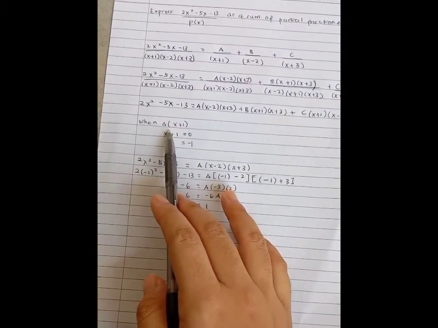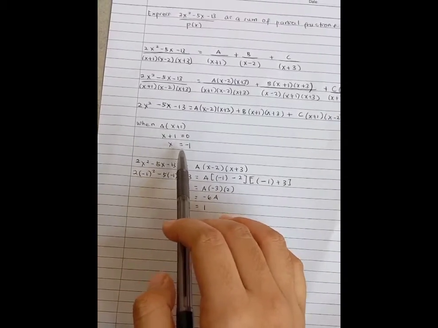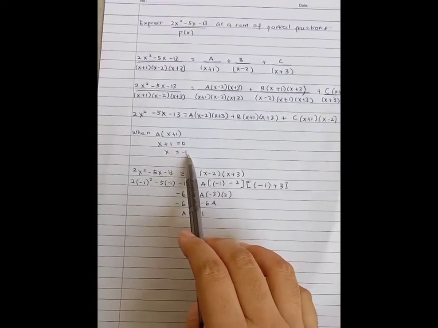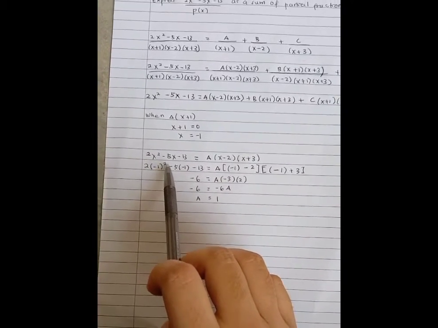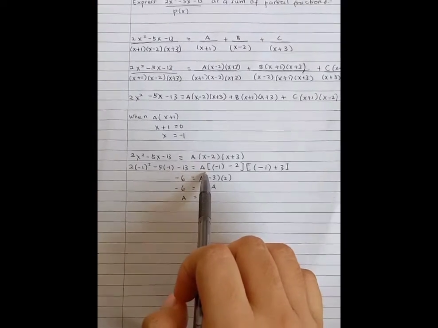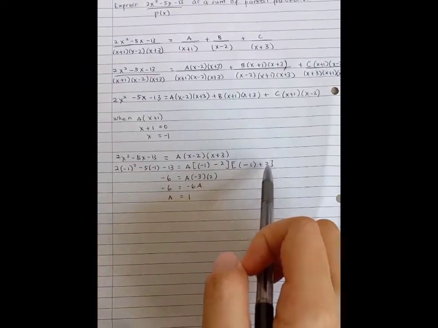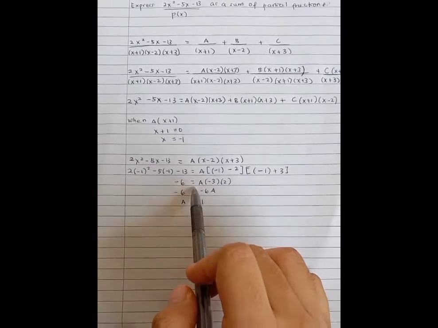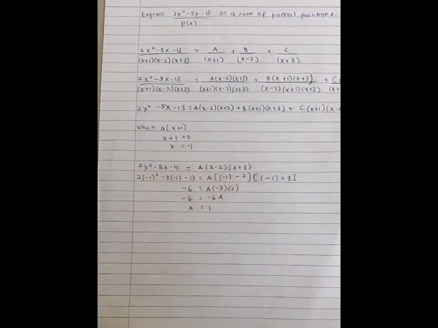For A times x plus 1, we use x plus 1 equal to 0 and x equal to -1. From this, we substitute -1 into the equation. So, 2 times -1 squared minus 5 times -1 minus 13 equal to A times -1 minus 2 times -1 plus 3. The total of the left hand side is -6 equal to A times -3 times 2. So we get A equal to 1.